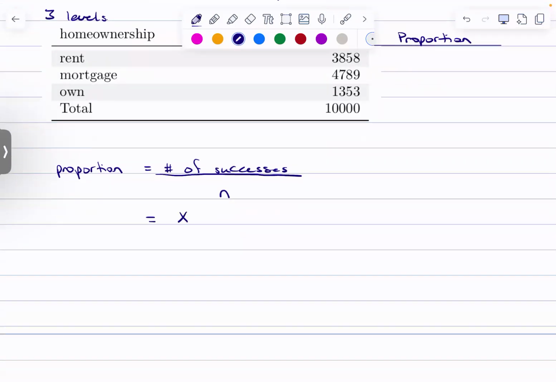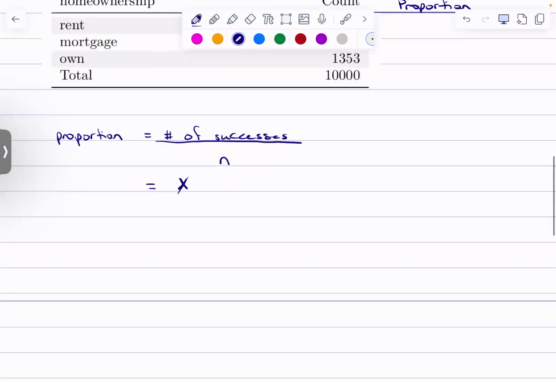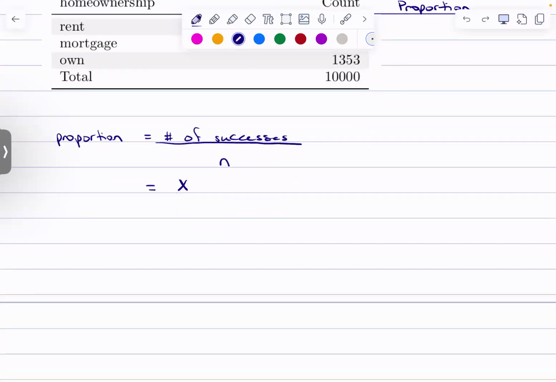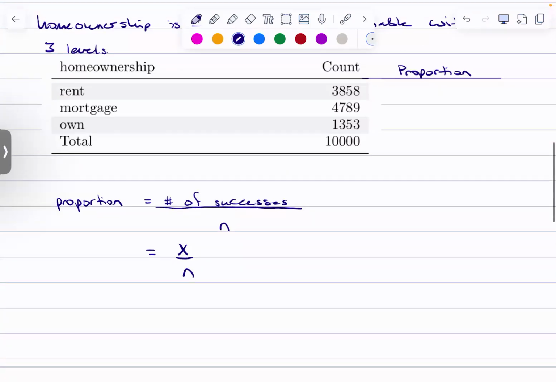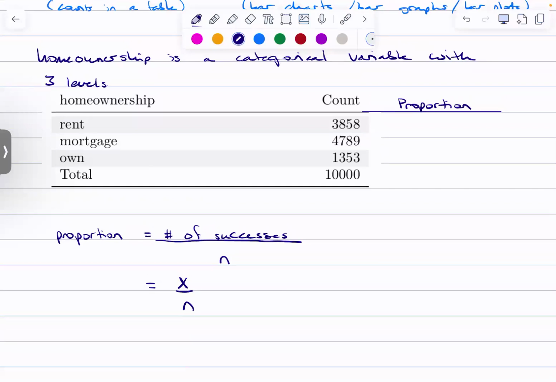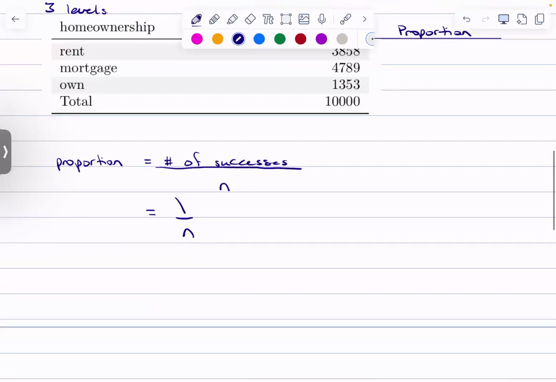Later, we're going to just call capital X the number of successes over n. Because you don't want to write out the number of successes. Well, it means you have to spell successes. No thanks. But also, you don't want to be writing too much, right? And so we've developed this shorthand notation. We use capital X as the number of successes.